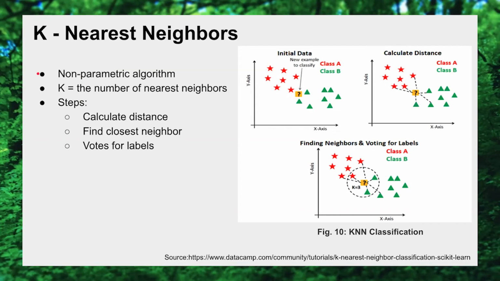K-nearest neighbor is a non-parametric algorithm, meaning there's no assumption for the underlying data distribution. In other words, the model structure is determined from the data set. K is the number of nearest neighbors and is the core deciding factor. KNN has 3 basic steps: calculate the distance, find the closest neighbors, and vote for labels.